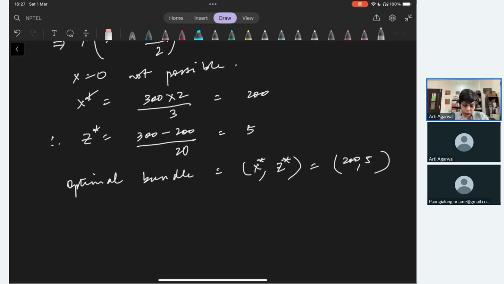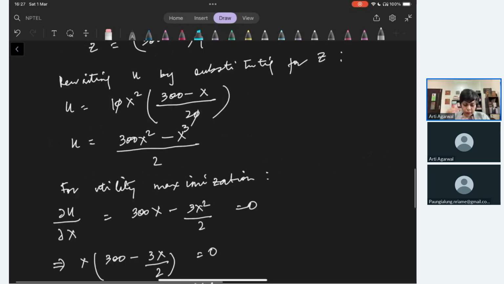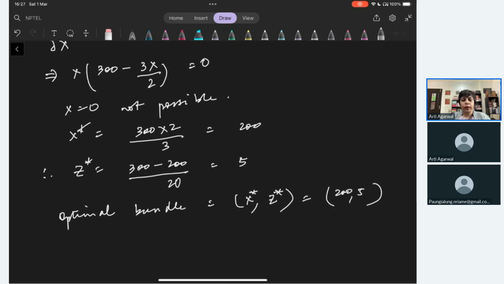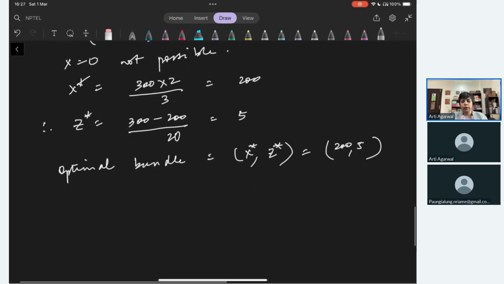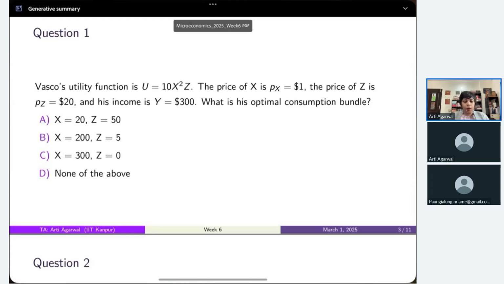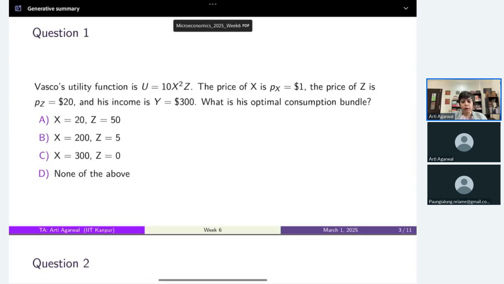Right, if you see z is equal to 300 minus x by 20, and we just cancelled that 20 with the 10 later on when we were writing the utility expression. That's why I forgot that it's not 2, it's 20. When we substitute the value of x, it becomes 300 minus 200 by 20, which becomes 100 by 20, which is 5, right? So the optimal bundle comes out to be 200, 5. And that is one of the options, which is option B in the question. So option B is the optimal bundle.